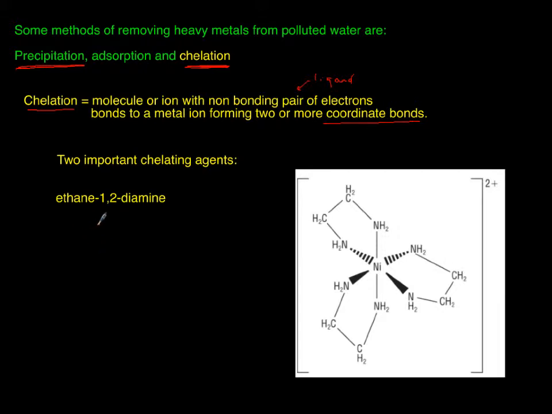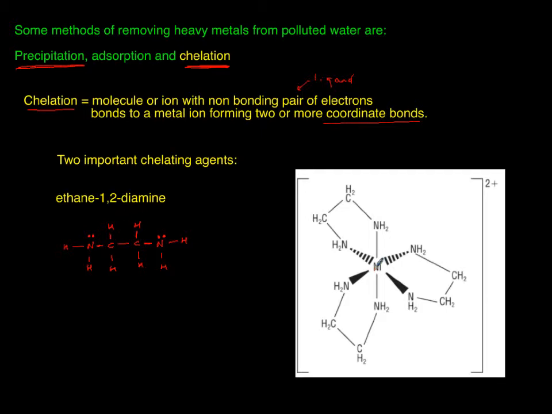One is ethane-1,2-diamine. So you should be able to draw the structure of that. Ethane means there are two carbons, and then on the first carbon and the second carbon you have nitrogen amine groups, and each nitrogen has a lone pair of electrons on it. Therefore it makes it a good ligand. And this is bidentate. It has two possibilities, twice to grab that transition metal.